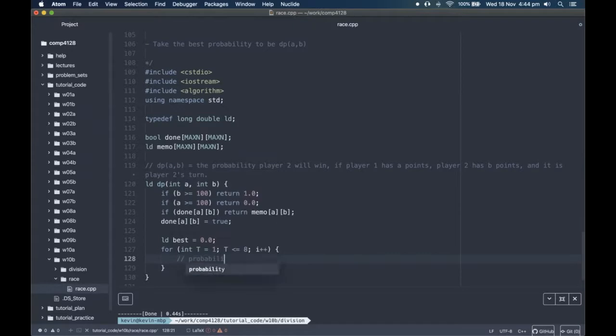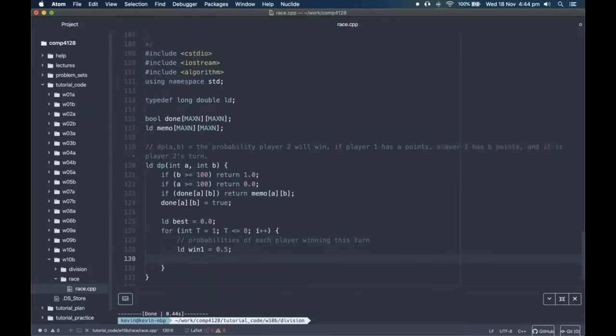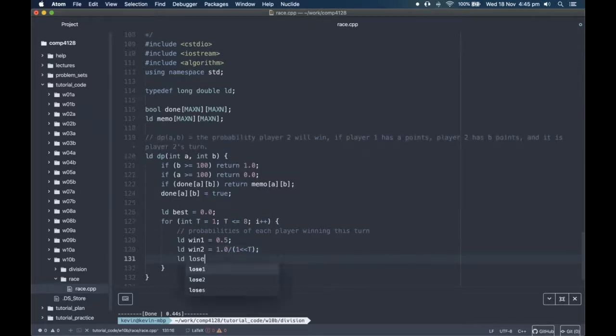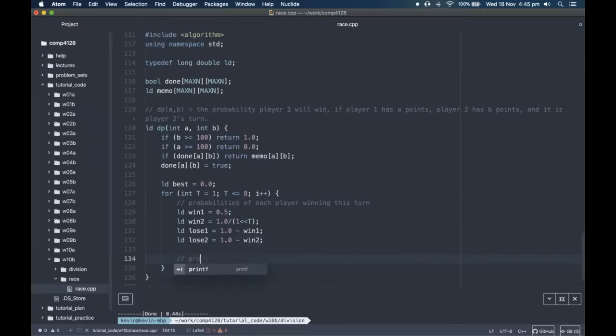So let's first calculate the probabilities of them winning this term. Win1 equals 0.5. Win2 equals 1.0 divided by 1 bit shifted t, or 2 to the power of t. Lose1 just equals 1.0 minus win1. Lose2 just equals 1.0 minus win2. Okay. Now calculate the probabilities of each case occurring. And we have 4 cases.